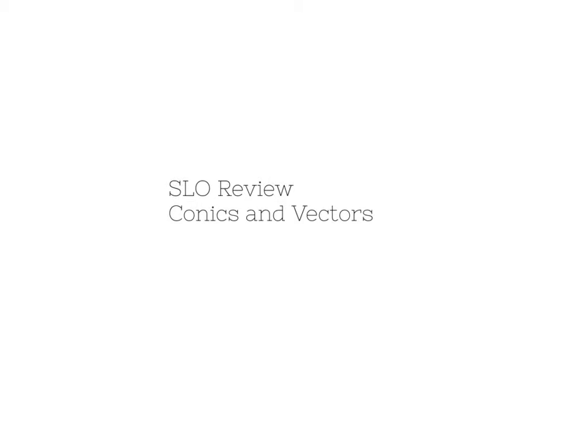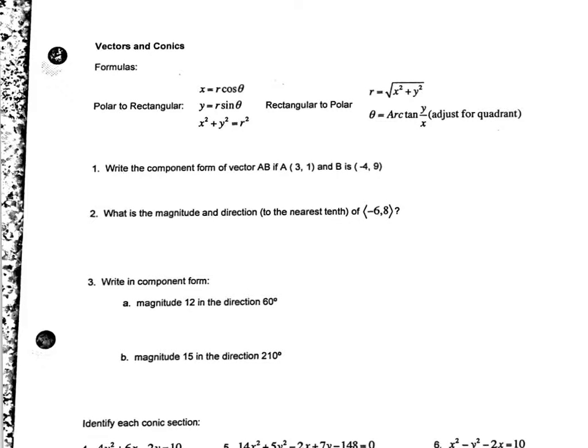Review for conics and vectors section of the SLO test. These formulas at the top are the formulas that you will get, and this is the way they are written. So it is not written with A and B, it is written with X and Y. And if you notice, for the angle, it does not say tangent, it says arctangent, which of course, as you know, means to take the inverse tangent.